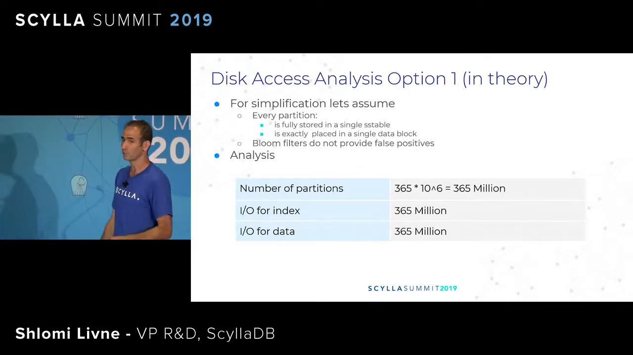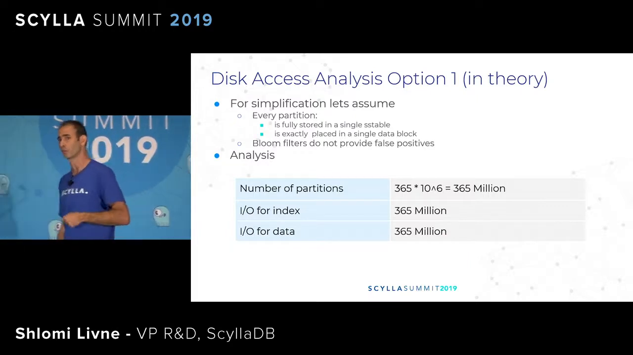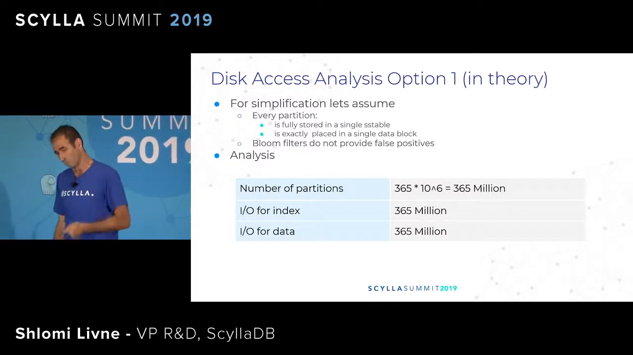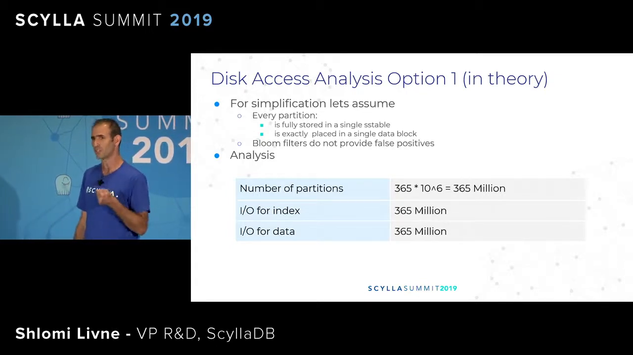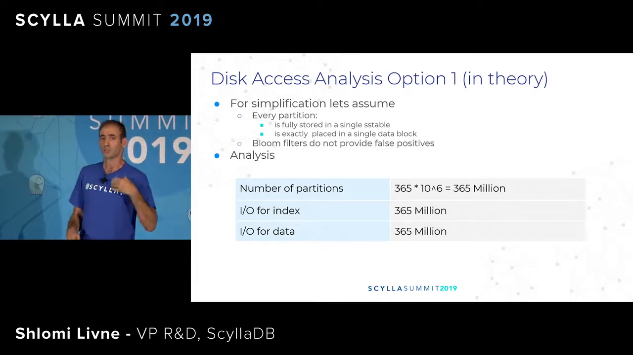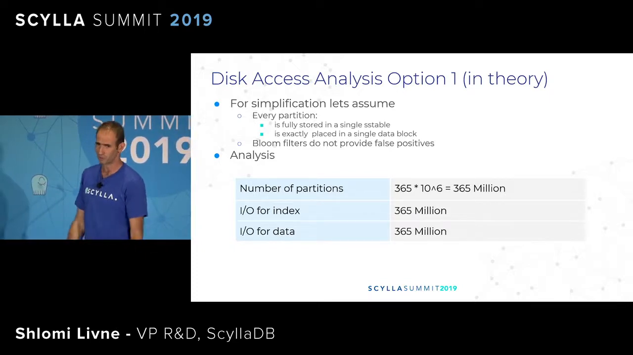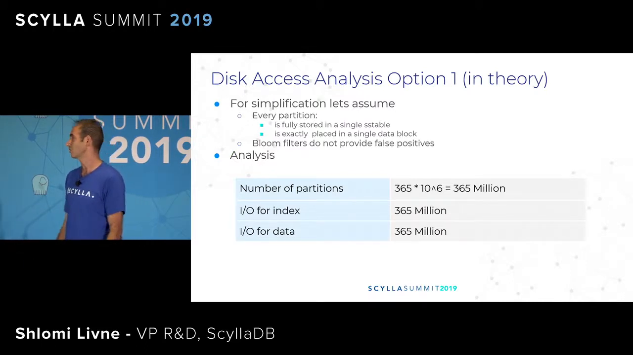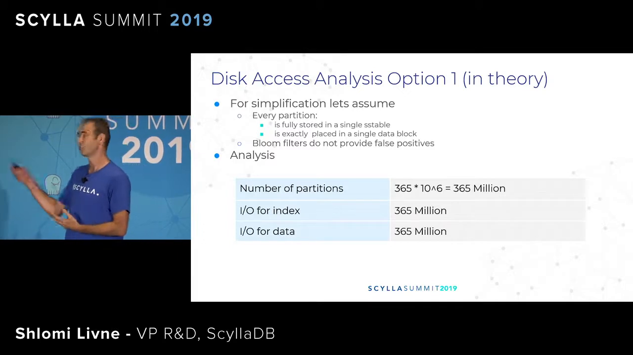The other assumption that I'm using is that Bloom filters do not provide us false positives. So if I'm going to an SS table and through the Bloom filter, it means that the index will always return that the partition exists on the disk. So the analysis is simple. To read all the sensors, I need to do 365 million SQL operations. If I'm talking about the IO for index, it's 365 million. If I'm talking about reading data blocks, again, it's 365 million. So the goal of my talk is to push this down.